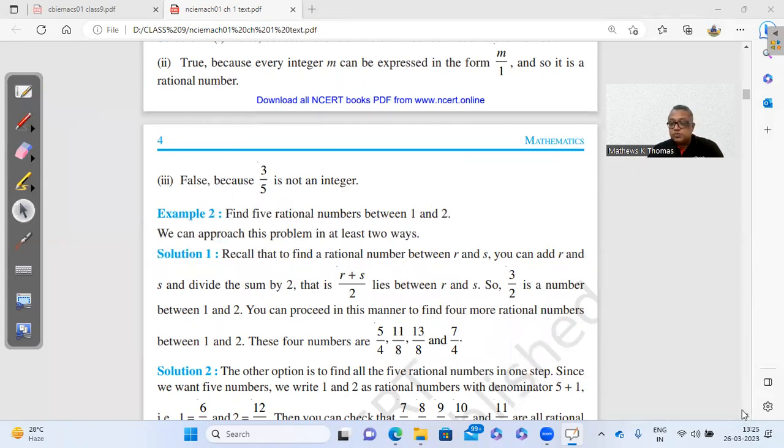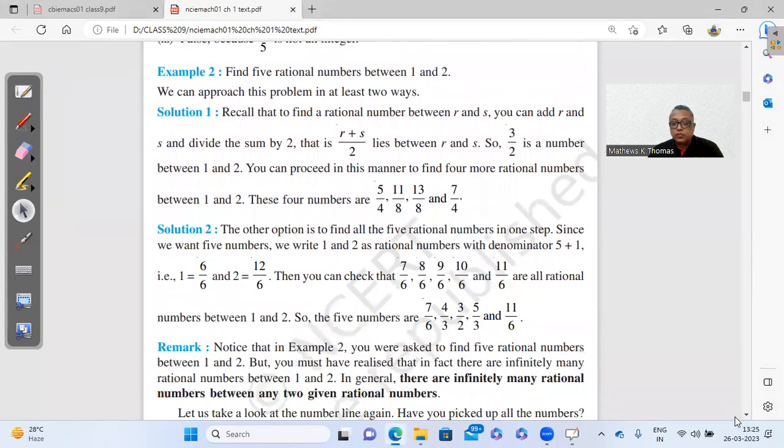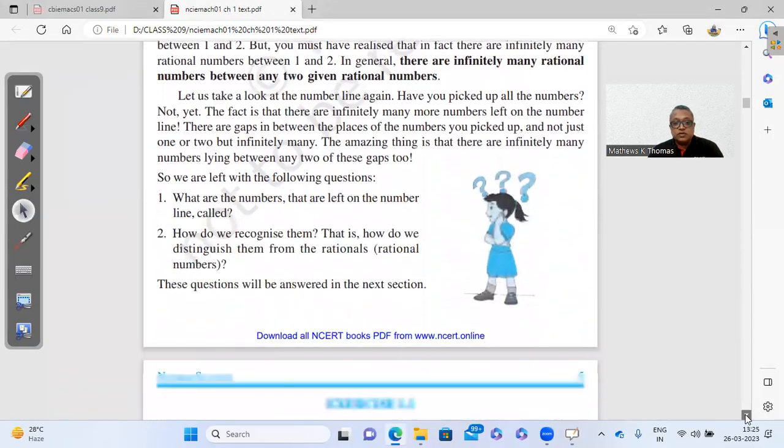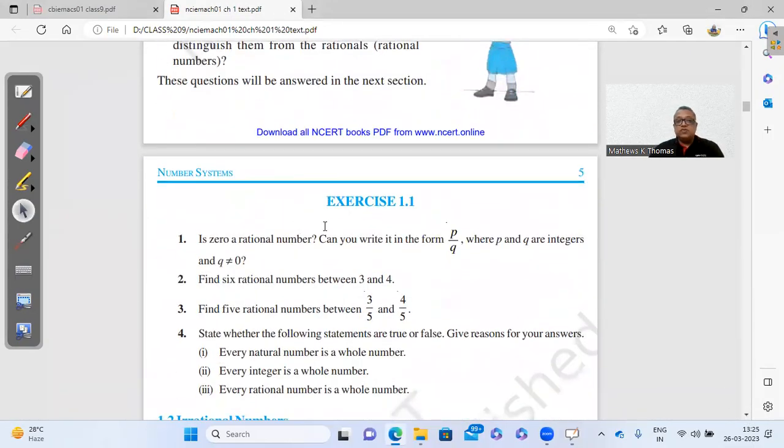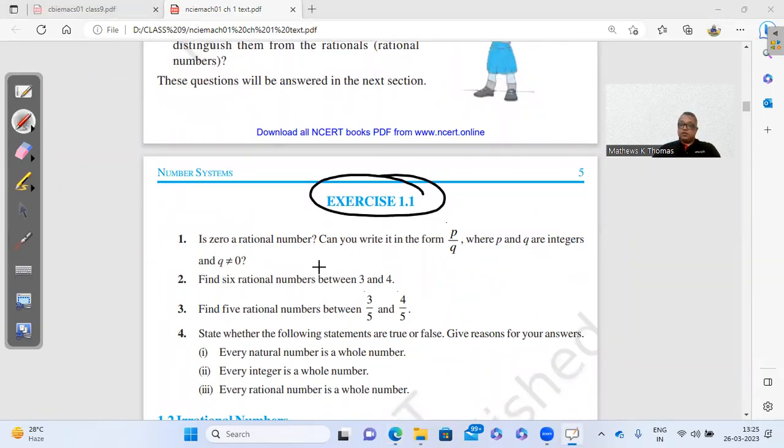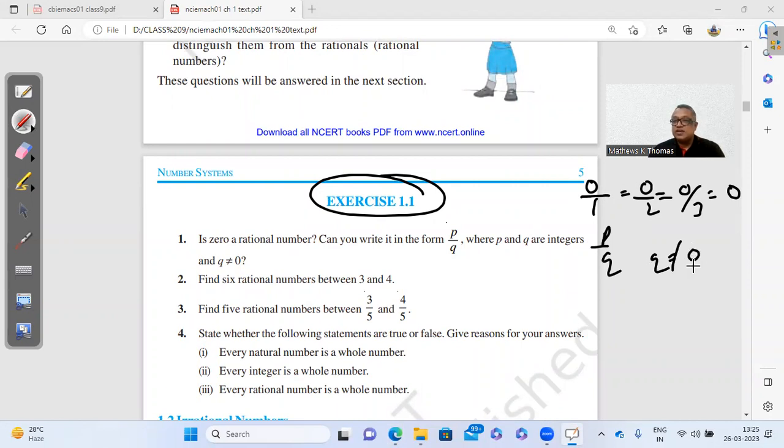Then we go to the next part. The question says, this is the first exercise, is 0 a rational number? Is 0 a rational number? If I look at 0, 0 can be written as 0 by 1 or 0 by 2 or 0 by 3. It doesn't matter because all this is going to give us 0 itself. And it is in the form of P by Q, and the denominator should not be 0. That's the criteria, right?